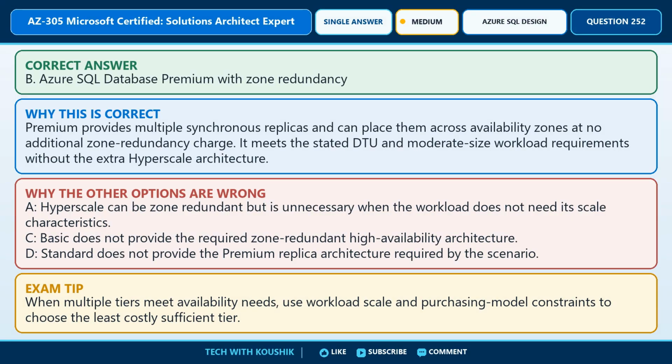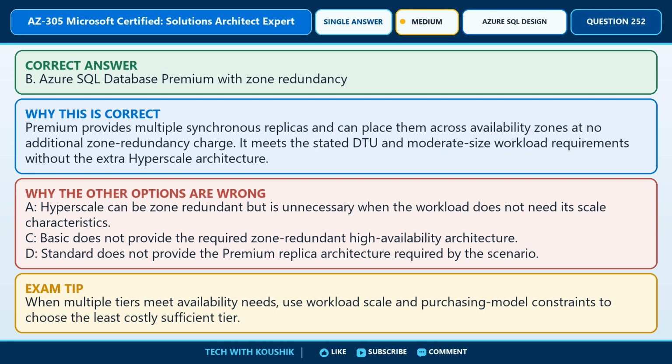The appropriate choice is Option B, Azure SQL Database Premium with zone redundancy. The reasoning is as follows. Premium provides multiple synchronous replicas and can place them across availability zones at no additional zone redundancy charge. It meets the stated DTU and moderate-size workload requirements without the extra hyperscale architecture.